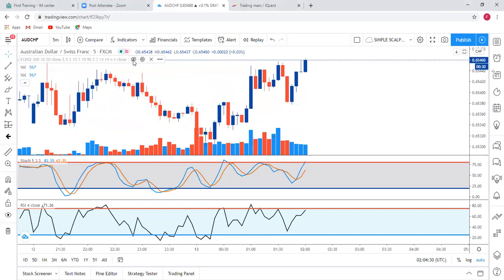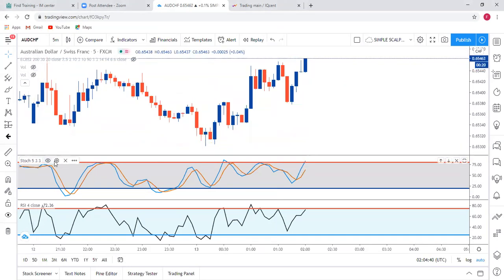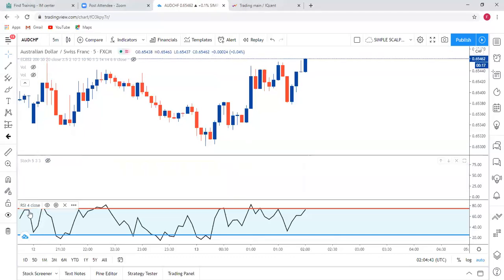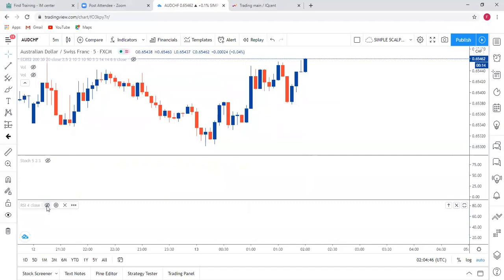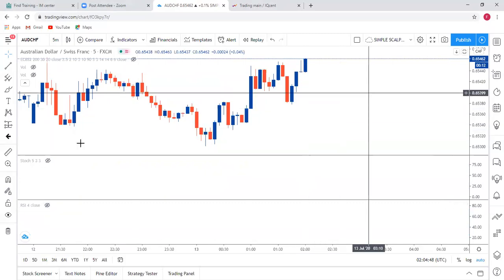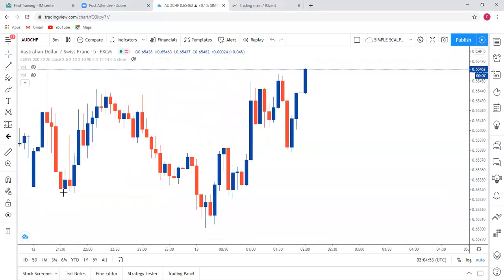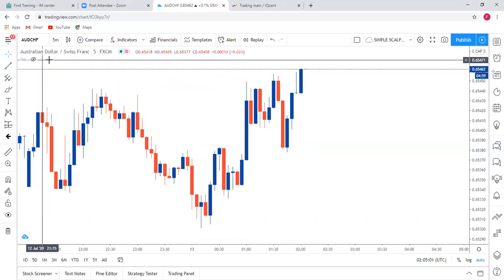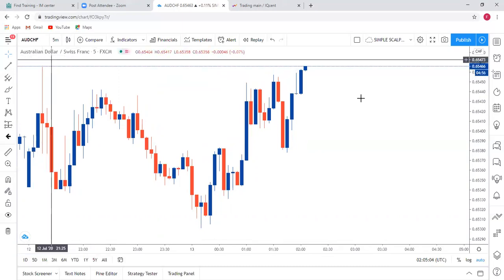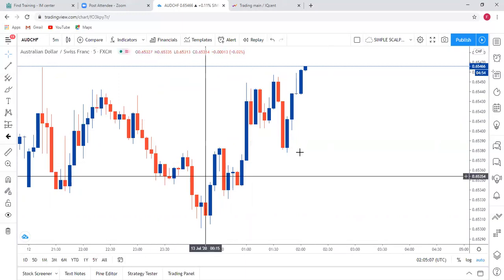Let me hide all of them so I can walk you through how to get your system set up. All right, this is not hiding, so let me remove them instead, so my chart can look exactly like the real TradingView. All right, now this is how TradingView looks.